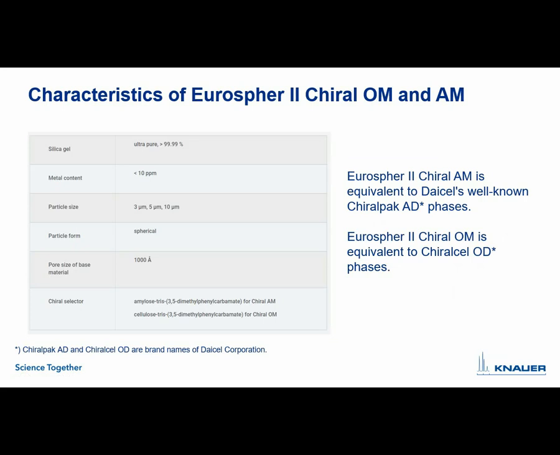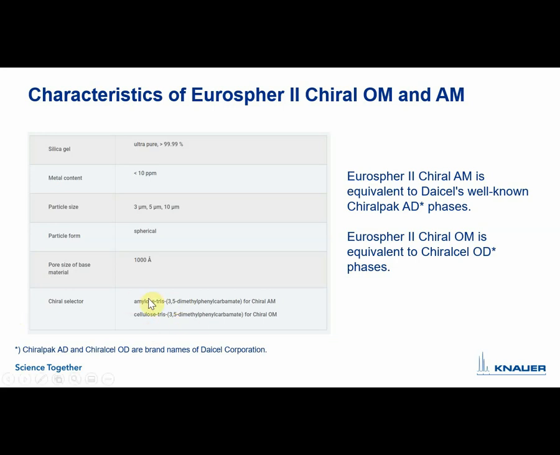A quick look at the characteristics. So you see we use silica gel in a spherical form, very pure, really the same as for our Eurosphere 2 material, but we have here a large pore size. And you need this large pore size because you need this room for the chiral separation. So the steric selectivity needs this space. And therefore, the base material has large pore sizes.